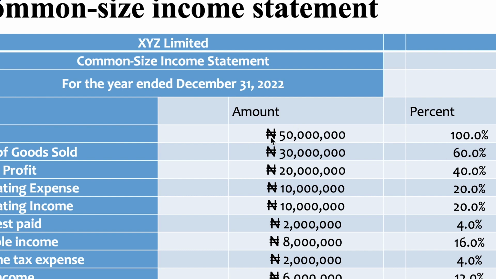If you divide 50 million by itself, you have 100%. So cost of goods sold is 60% of the total sales. Interest paid is 4%. Income tax is 4%. Like that. This is how we compute common size income statement.